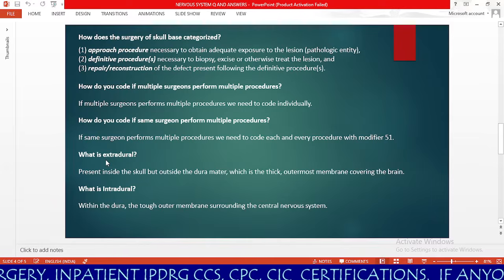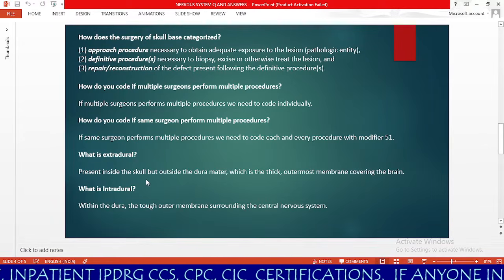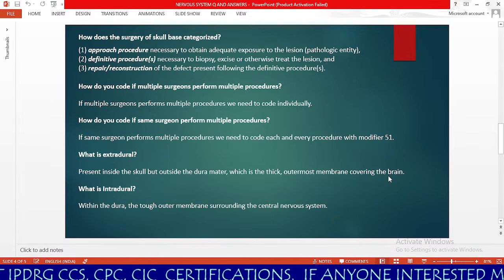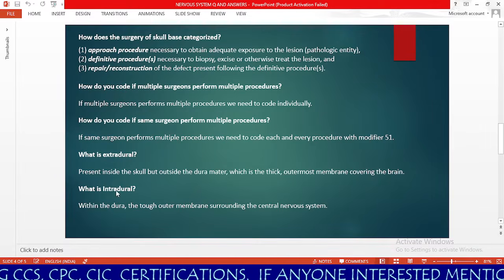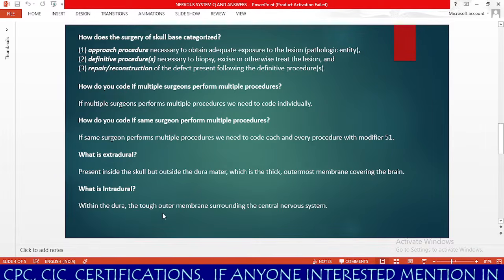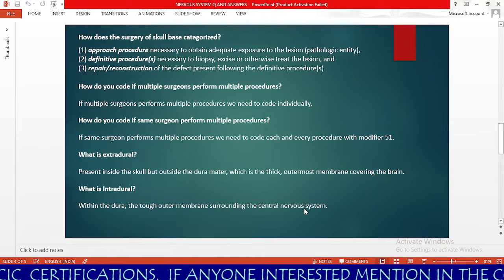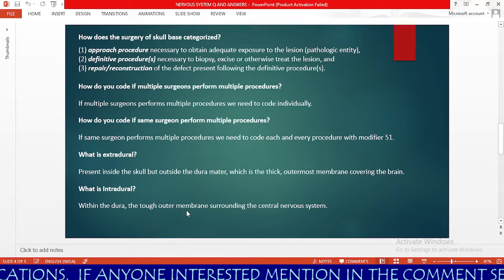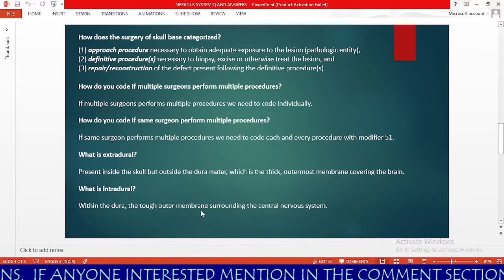Next one is extradural: present inside the skull but outside the dura mater, which is the thick outermost membrane covering the brain. Next one is intradural: within the dura, the tough outermost membrane surrounding the central nervous system. So extradural means outside the dura, intradural means inside the dura.